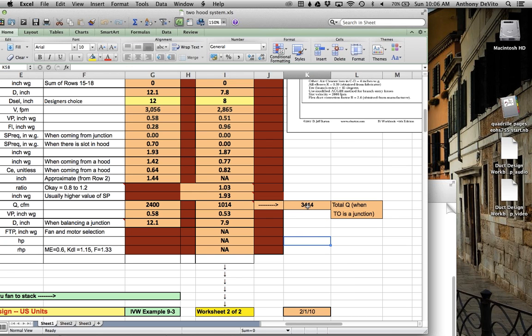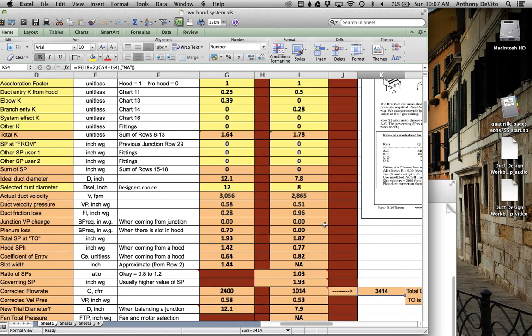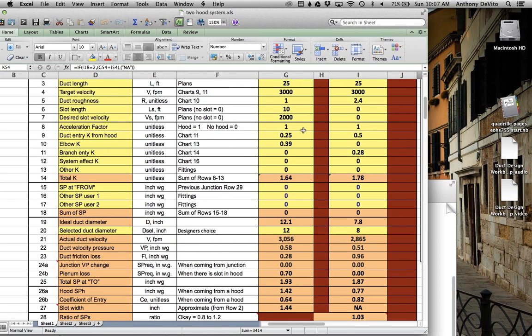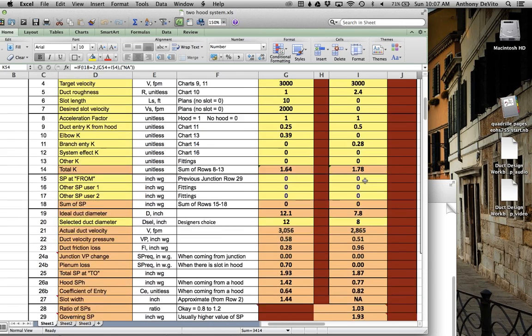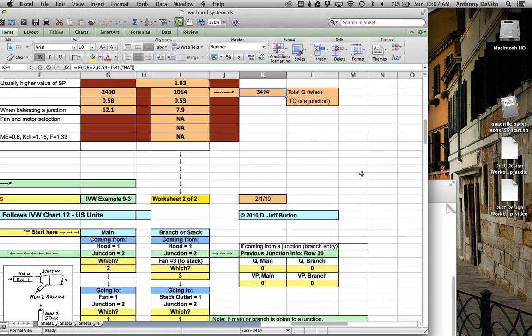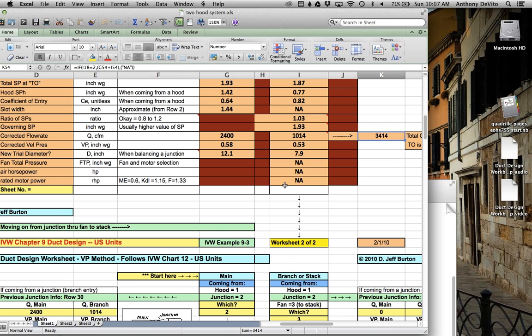So our total Q going through that junction is 3,414 cubic feet per minute, a little bit less than what we originally thought we would get, which was 3,400, right? But we got a little bit more in the actual amount because of the duct sizing and the acceleration effects. So we know our actual static pressure at the junction, and we know the actual amount of air that's going through there as well.